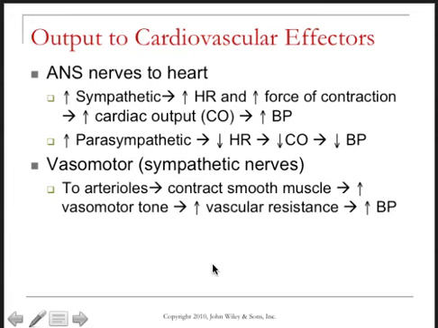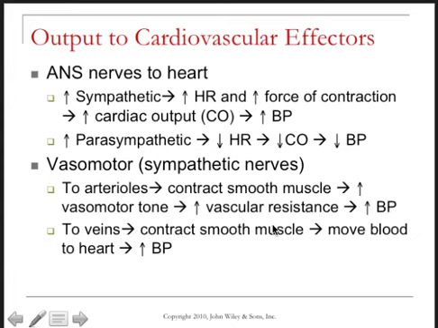This increases vasomotor tone, which increases vascular resistance, and the result is to increase blood pressure. The leads to the veins cause them to contract their smooth muscle and to move more blood up towards the heart, and this also helps to increase blood pressure, because if you increase the amount of blood delivered to the heart, what you're doing is you're increasing what we call the preload. Okay? The preload is basically the amount of blood flowing into the first of the four chambers.